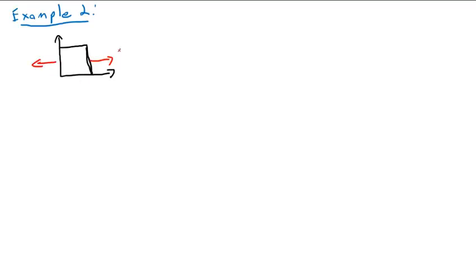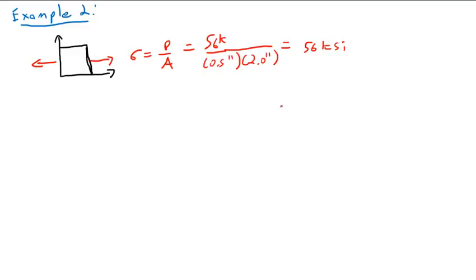At this state of stress, we have sigma equals P over A equals 56 kips over 0.5 inches times 2.0 inches, which equals 56 KSI. Okay, 56 KSI. So in other words, this is the state of maximum normal stress, and the cut plane at the state of maximum shear stress has a width W of 2 inches.